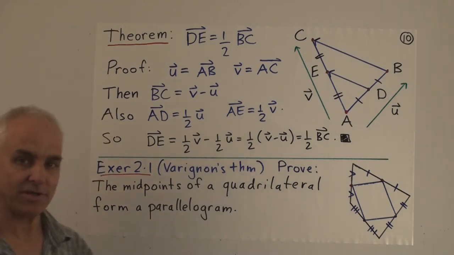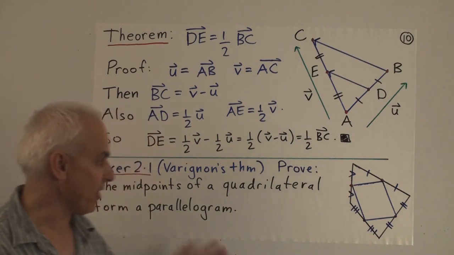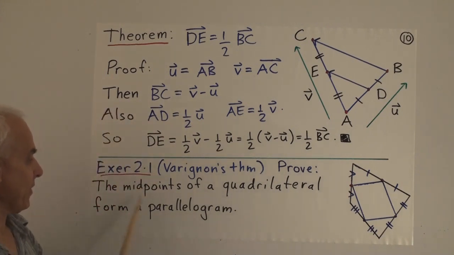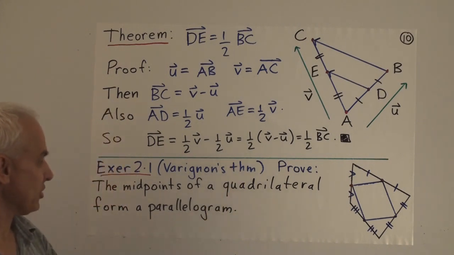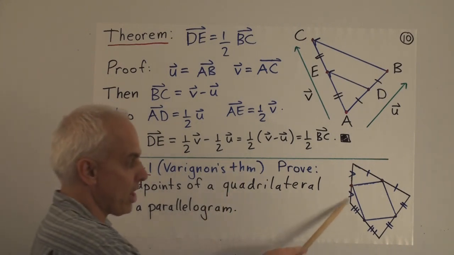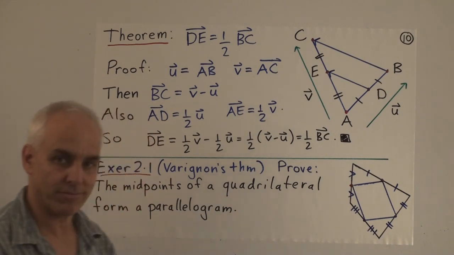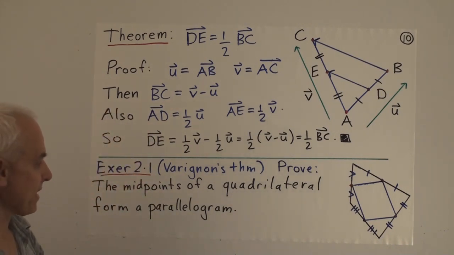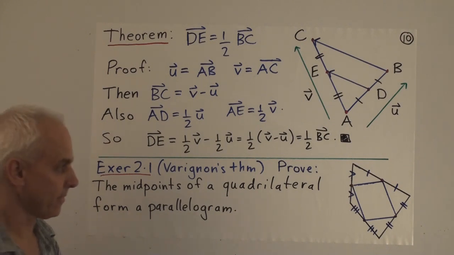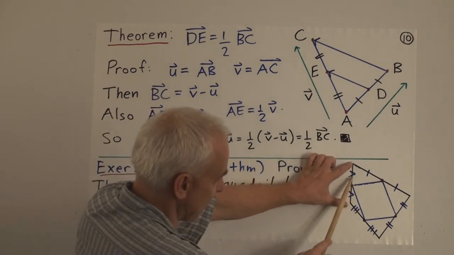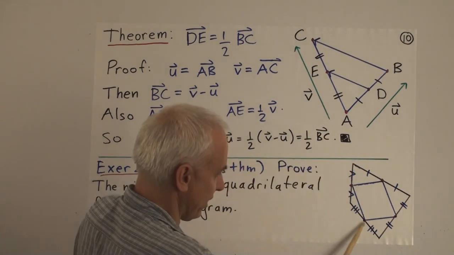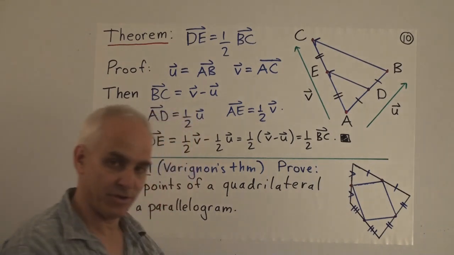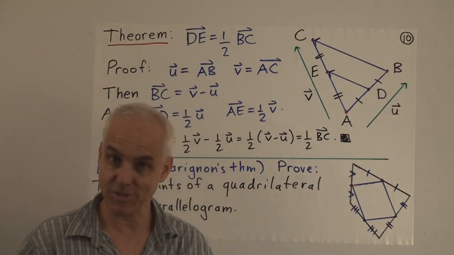All right, so that ends our lecture number 2. Here are a few exercises. The first one, exercise 2.1, is also called Varignon's theorem. So I want you to prove that if you have a quadrilateral, so 4 general points, then the midpoints of a quadrilateral form a parallelogram. So I'm taking on each side a midpoint. There's a midpoint, there's a midpoint, there's a midpoint, there's a midpoint. And they connect up to give a parallelogram. So you have to prove that.